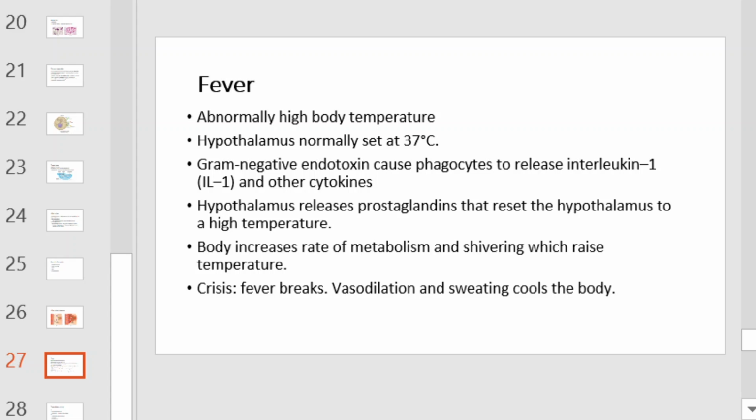Gram-negative endotoxins can cause phagocytes to release interleukin-1 and other cytokines. The hypothalamus can release prostaglandins that reset the hypothalamus to a higher temperature as a result. The body increases its rate of metabolism and shivers, which raise body temperature. At crisis, your fever can break. Vasodilation and sweating can cool the body.